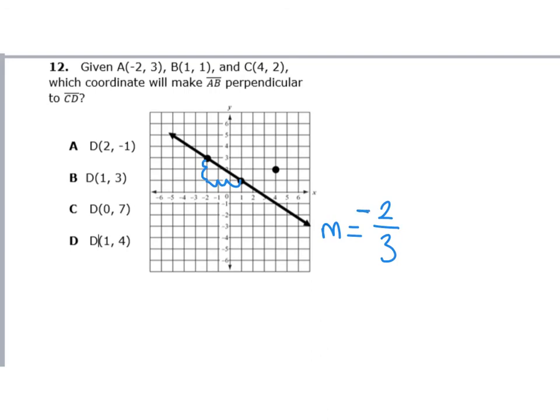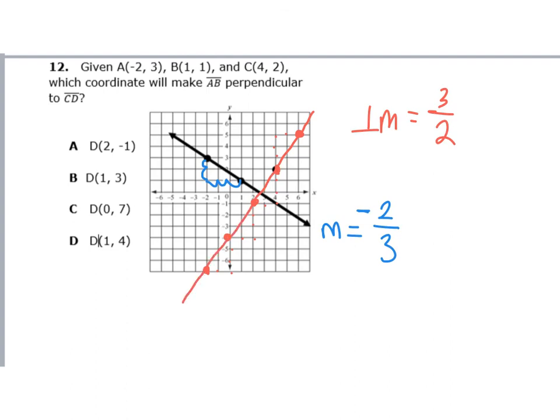So my perpendicular slope is going to be the reciprocal of that. So instead of being negative, it'll be positive, and then 3 over 2. So from this point, I'm going to go up 1, 2, 3, over 2. Or I can go down 1, 2, 3, back 2. And then there is my perpendicular line.